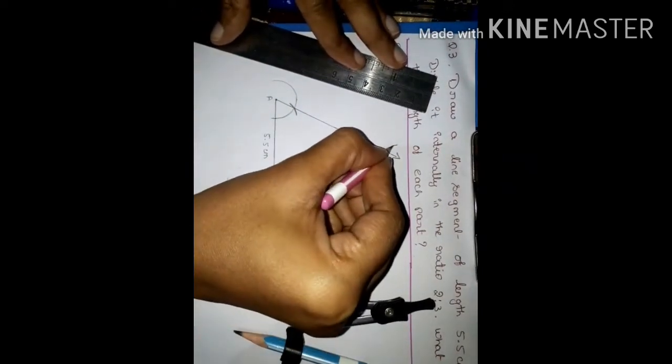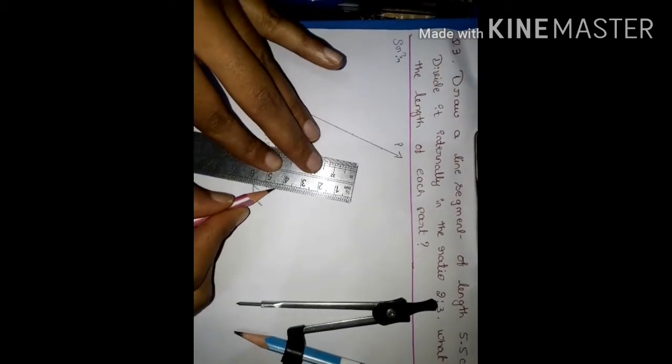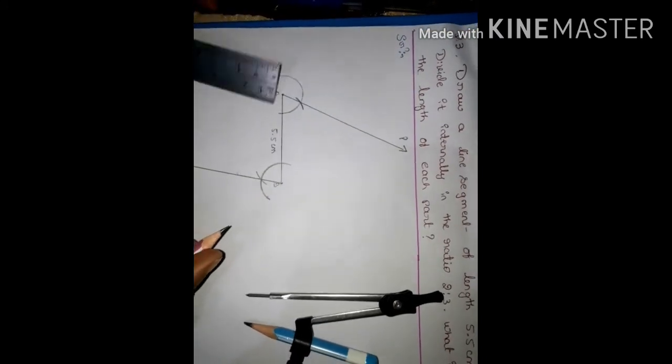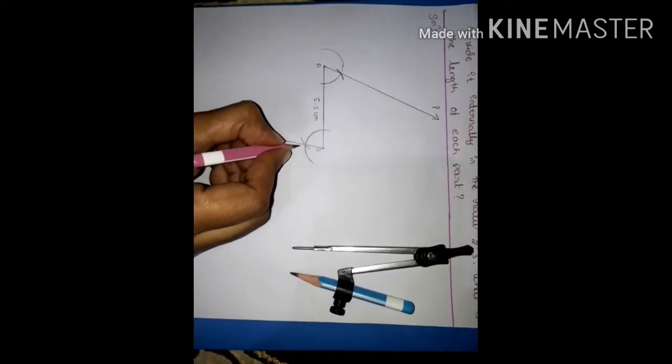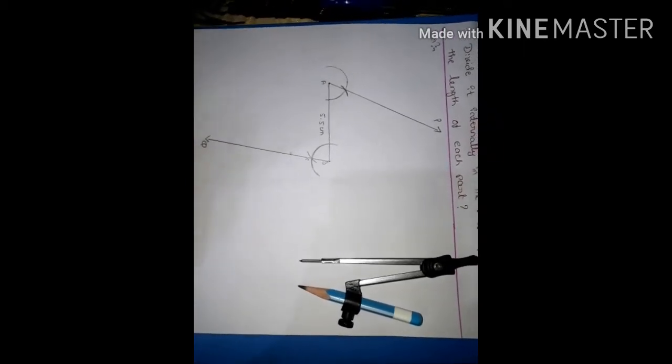Now draw a ray, give the name P. Here also, Q.